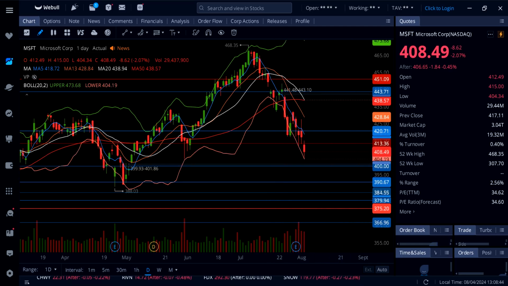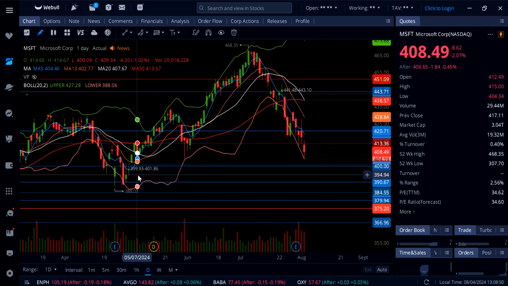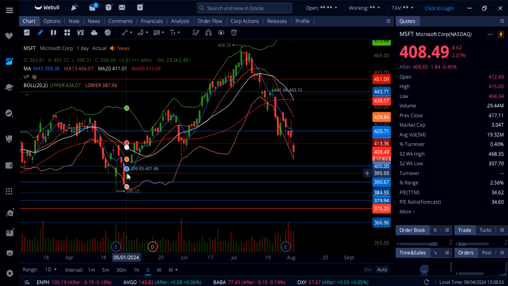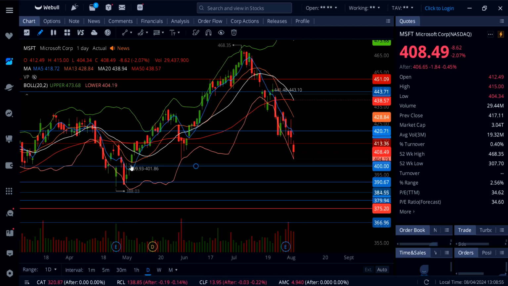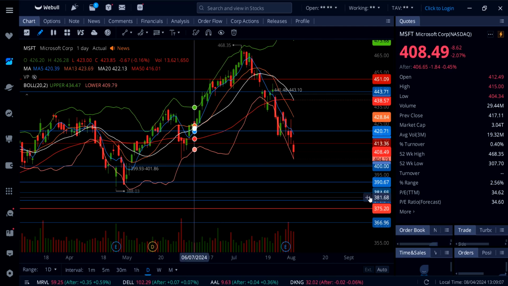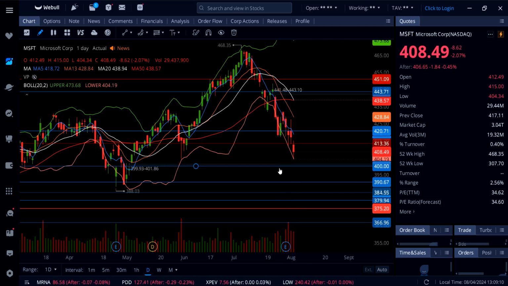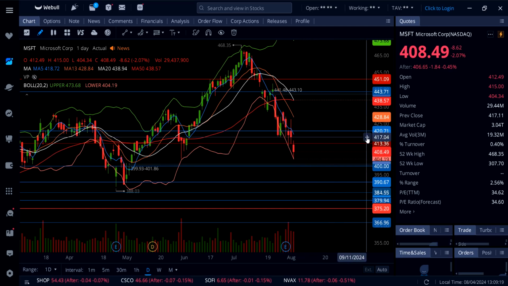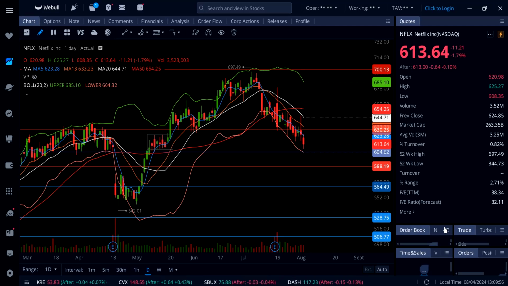So there will be a little bit of support here on Microsoft around 404. But the major critical support will be down here after filling this gap at 400, and the gap is slightly under 400. If this thing gives up 400, the next support is at 390, and then maybe even 384. To the upside, as long as Microsoft can stay above, I would say after filling this gap just under 400 to 400, we might see some sort of a counter trend rally back up. And if that happens, watch out for the resistance at 413, and over that, you're going to see Microsoft going up to 420.